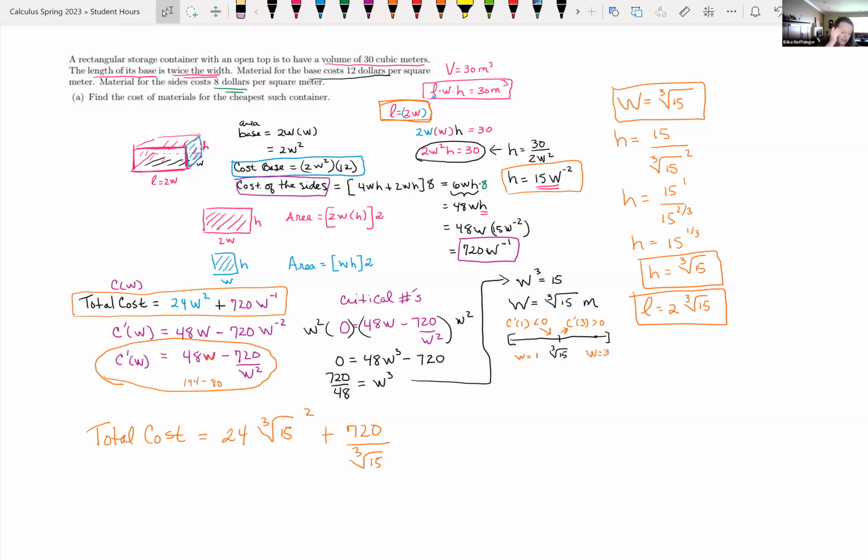So plugging that into the calculator, we get that this is equal to $437.92. So the total cost of that rectangular storage container with an open top would be $437.92, and that's minimizing the cost with a volume of 30 meters cubed.